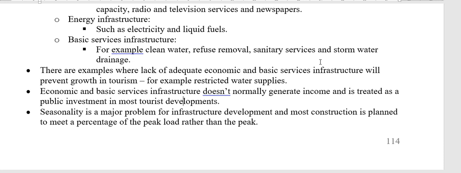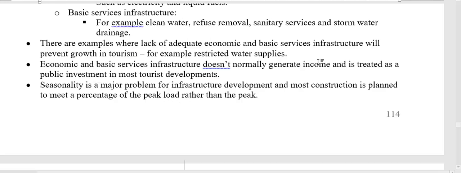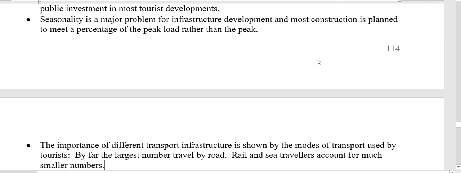Now, this basic infrastructure is not something that generates an income. It is something that the government provides that they don't necessarily receive an income for. It is necessary to bring the tourists, but it doesn't necessarily earn an income. And what is a big problem in tourism is the seasonality. So we are basically providing infrastructure to an area where the tourists are going to visit for 3 months a year. The rest of the 9 months, it's really quiet.